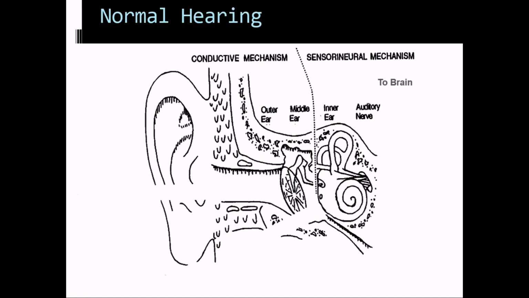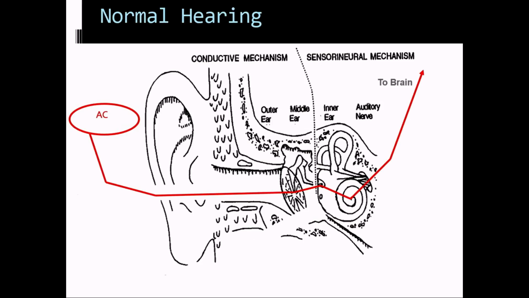If we go back to the auditory pathways, you have the air conduction mechanism, which is sound traveling through the ear canal, the middle ear, and then the cochlea, and from there to the higher brain centers. With bone conduction, you're actually skipping the outer ear and the middle ear space, and sending the sound directly to the cochlea, and then up to the brain.